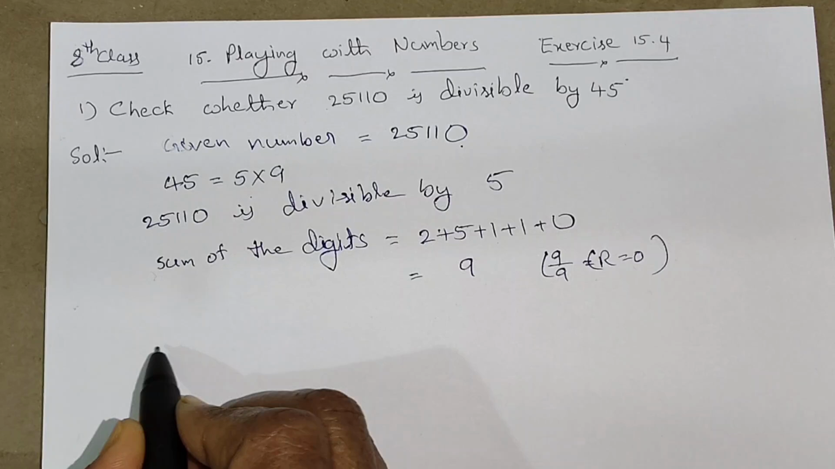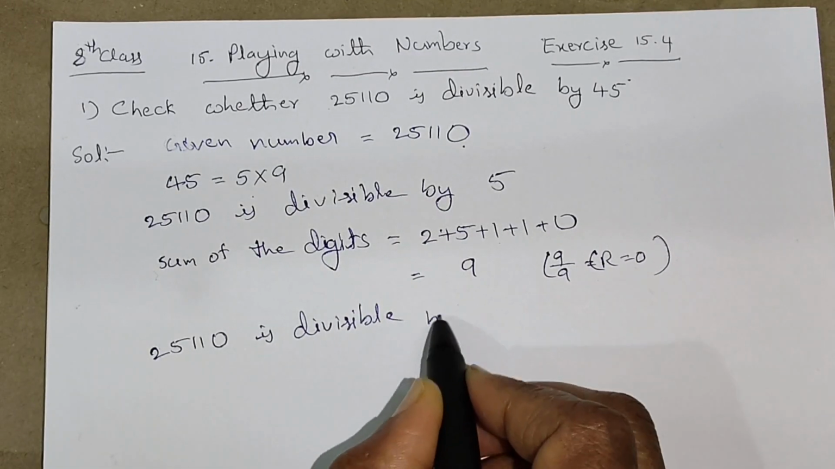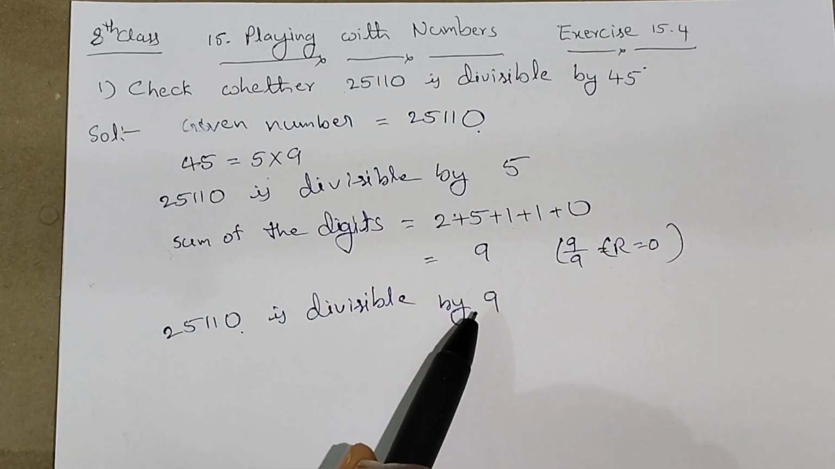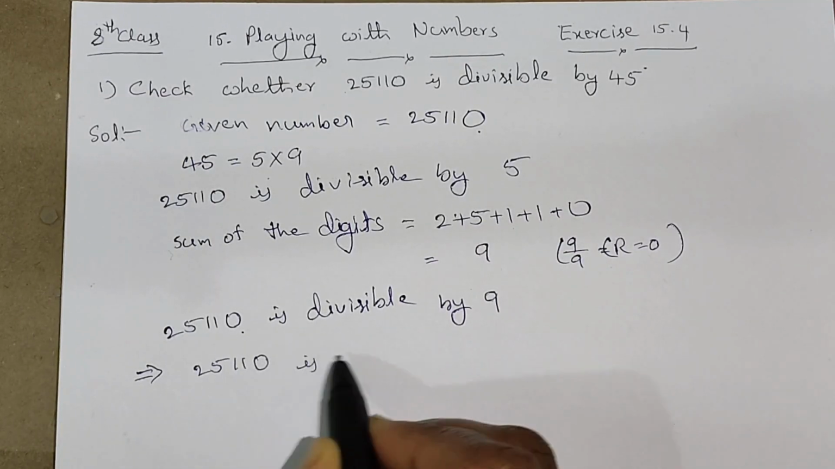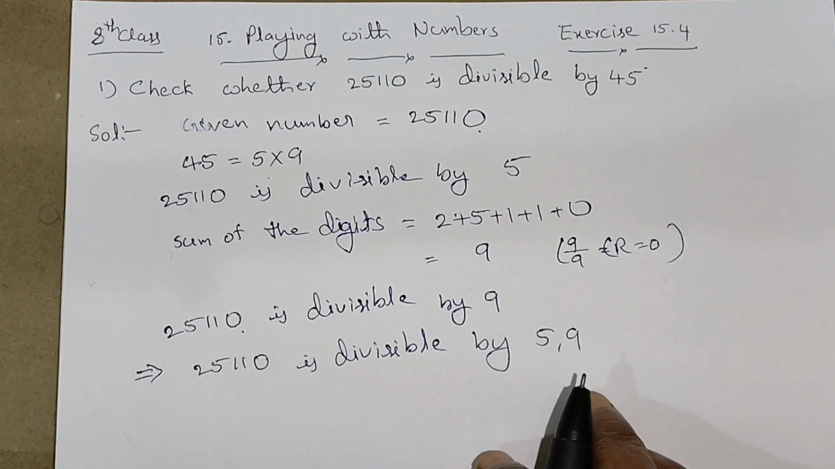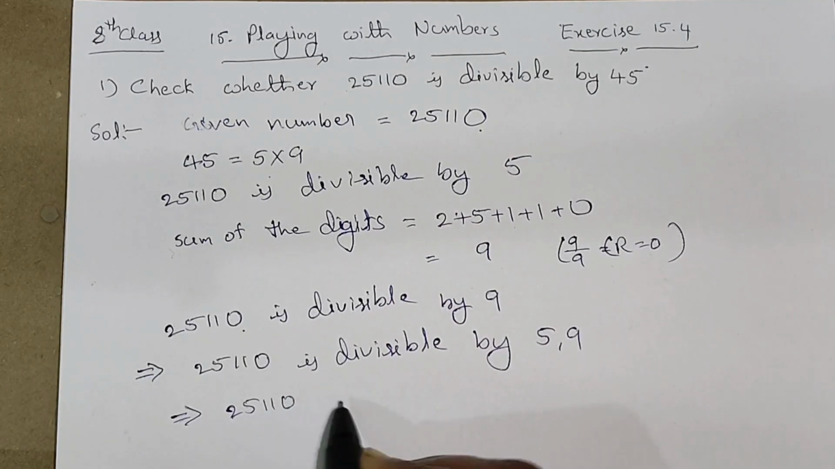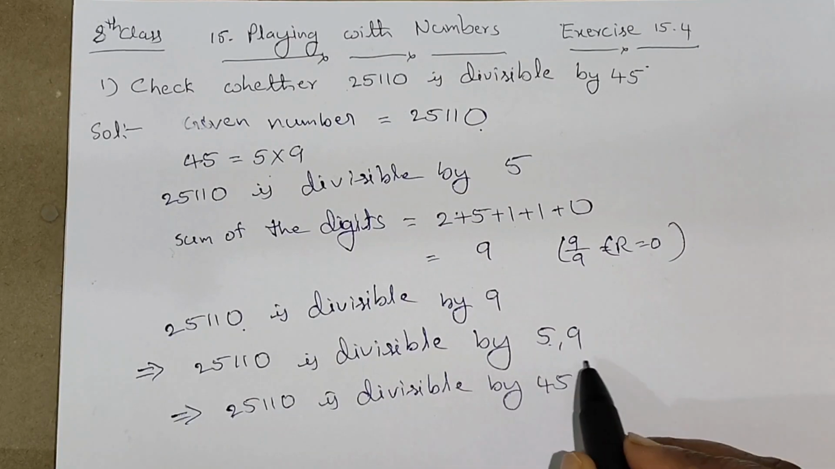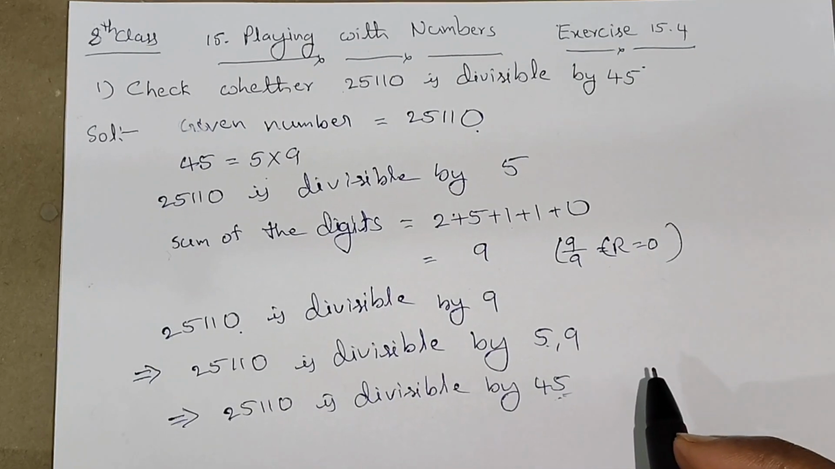So 25110 is divisible by 9. So this number is divisible by 5 and divisible by 9. That implies the given number 25110 is divisible by 5, 9. So this number 25110 is divisible by 45. These two product is 45. That's why this number is divisible by 45. So this is the first solution.